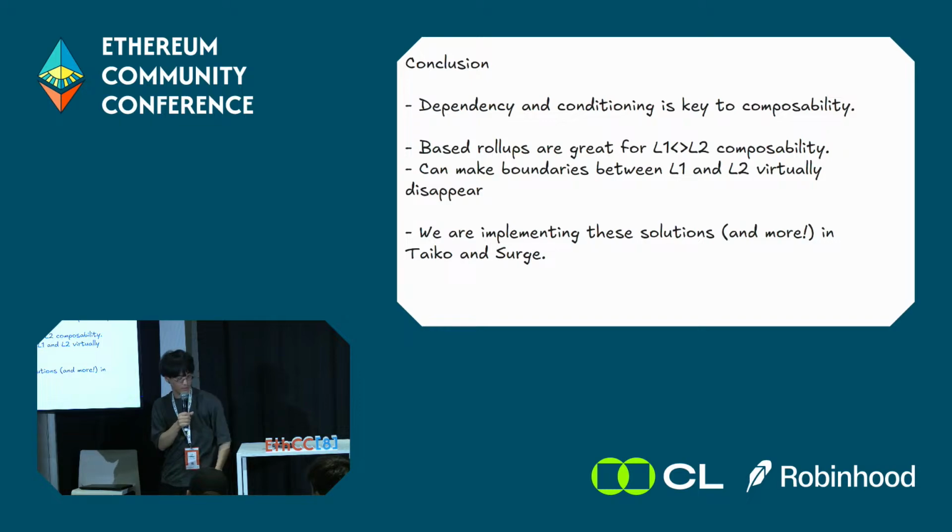Okay, so the conclusion is that dependency and conditioning is the key to composability, I would say. If you look into where you can introduce these conditioning things, I think it's a very good way of thinking about composability. Another thing is I haven't touched too much on the based rollup part, but a lot of this is enabled by being a based rollup. Based rollups are great for L1, L2 composability, and in the best case, they can make the boundaries between the L1 and L2 virtually disappear. In the best case, you don't even know that you're using an L2.